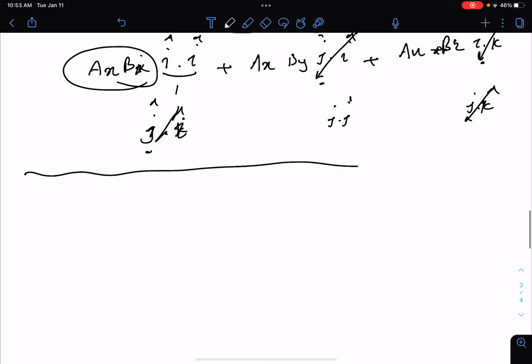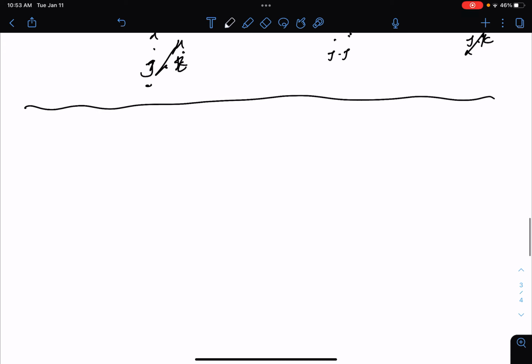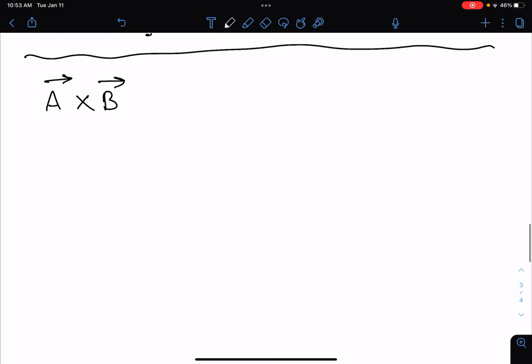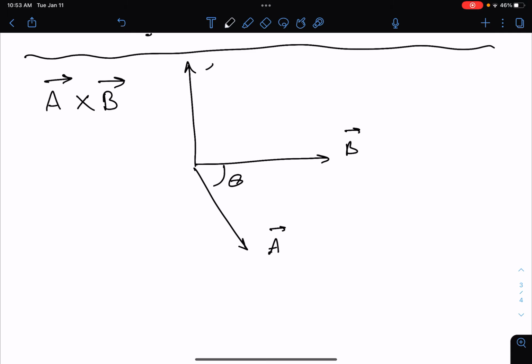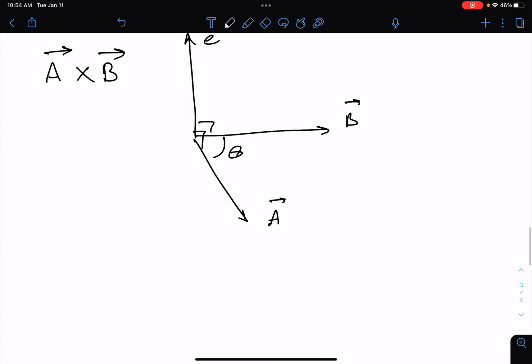What about the other multiplication scheme? A cross B. This is essentially going to give us a vector, let's say with angle theta between A and B, that is perpendicular to both vectors. Okay, how do we calculate this?